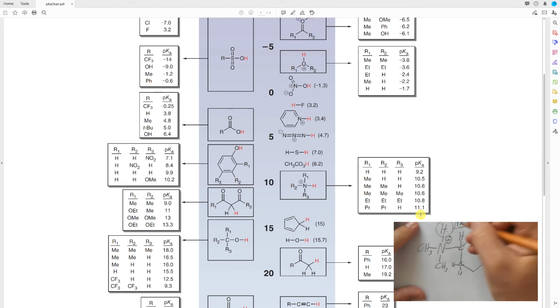And at this point, there isn't really a perfect answer, because you don't have a clear structure that looks exactly like one of these in the table, but it would give you a good enough range if you're comparing it to something else to say, okay, it's approximately 11 for this hydrogen.